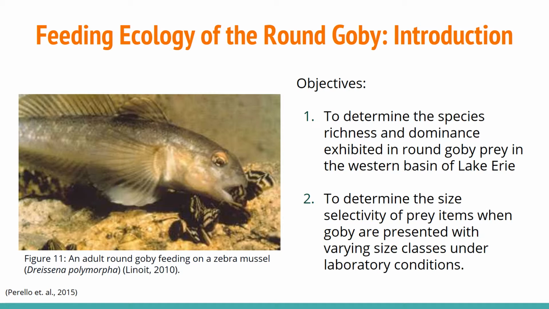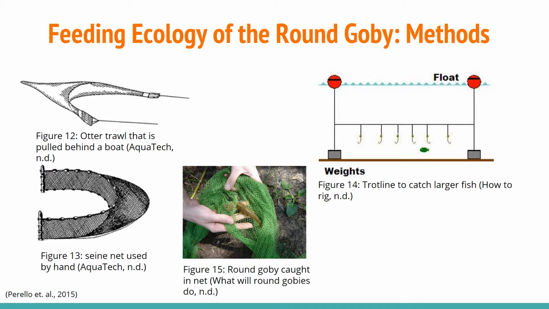This study analyzes the consumption choices of round goby along a depth gradient in the western basin of Lake Erie. Both laboratory and field components were used to evaluate prey selection, prey consumption, and then were used to describe diet based on dominance, frequency, and relative importance of prey items. The objectives for this study were to determine the species' richness and dominance exhibited in round goby prey in the western basin, and to determine the size selectivity of prey items when gobies are presented with varying size classes under laboratory conditions. For this test, a field study and a laboratory experiment were performed.